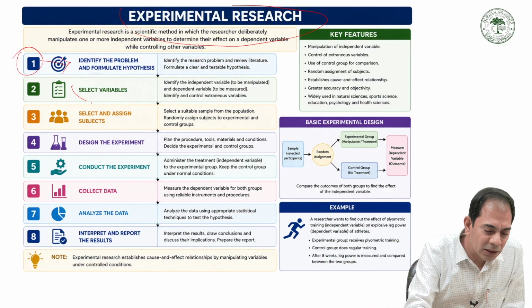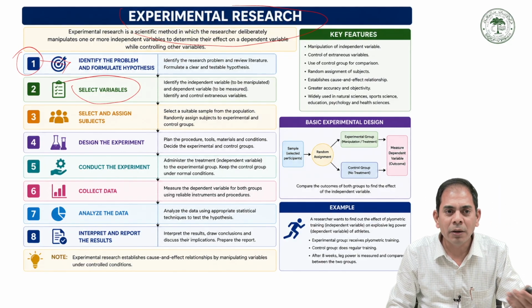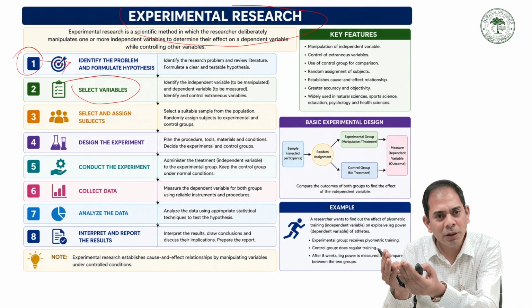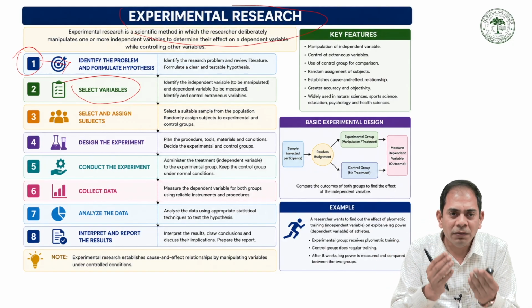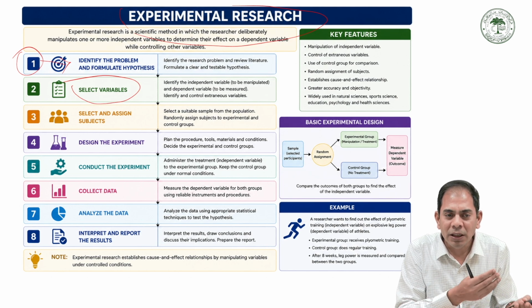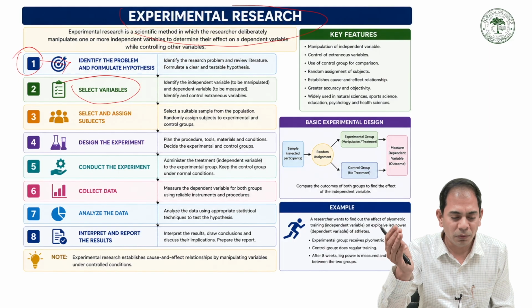The next important thing is to select the variables, because we have different types of independent and dependent variables. We need to find out which variable is the output variable, that is called the dependent variable, and which are the independent variables. We can change the independent variable and try to find out its effect on the output variable.